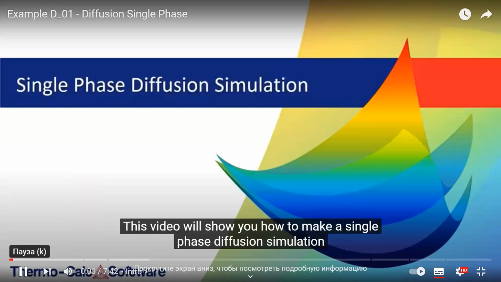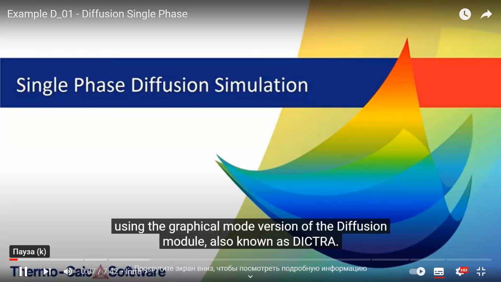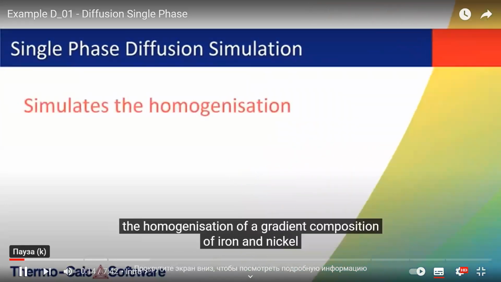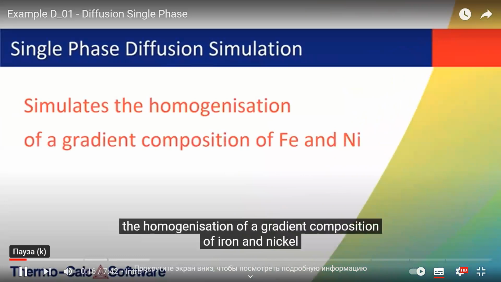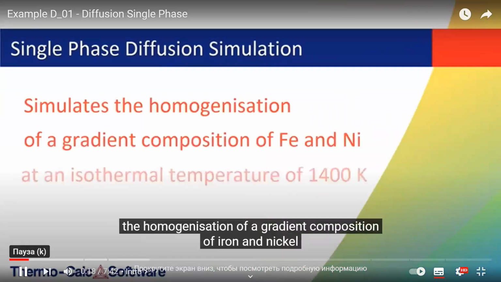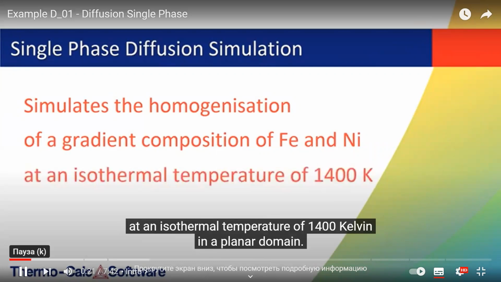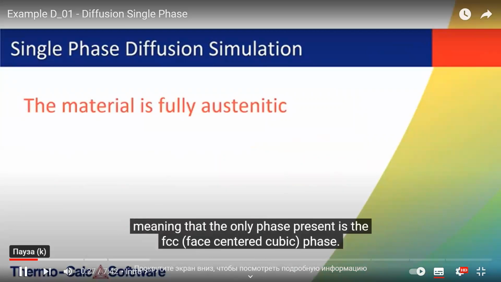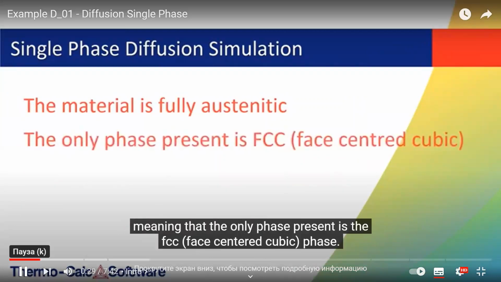This video will show you how to make a single-phase diffusion simulation using the graphical mode version of the diffusion module, also known as DICTRA. This single-phase example simulates the homogenization of a gradient composition of iron and nickel at an isothermal temperature of 1400 Kelvin in a planar domain. At this temperature, the material is fully austenitic, meaning that the only phase present is the FCC face-centered cubic phase.